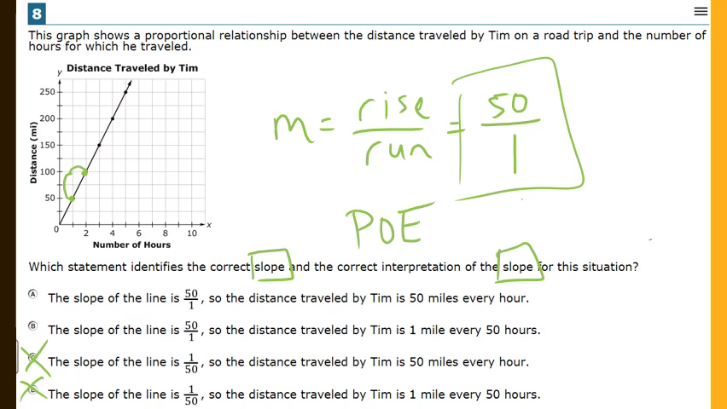Now here's where you need to be smart about your labels. The 50 in the rise over run value does not represent hours, it represents miles here. So the correct interpretation would be A, because it gives us the correct interpretation of that fraction. So it's 50 miles for every 1 hour. And that is a very straightforward slope question in which you need to find the slope between 2 points.